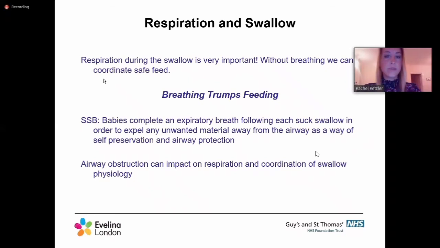It's important to keep in mind with our upper airway ENT population that airway obstruction or limitations can impact on respiration and therefore impact on the coordination of the swallow physiology.